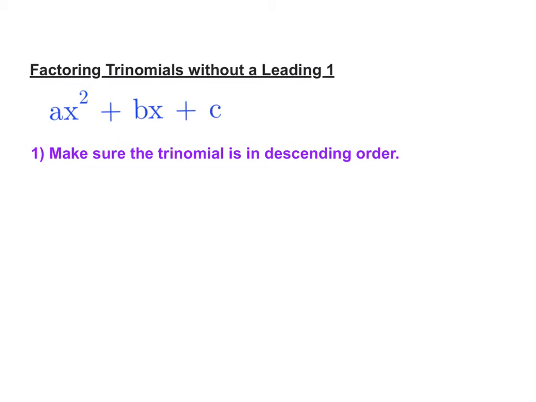Now, this is also assuming you've already factored out a greatest common factor, that kind of thing, okay? If that happens, if there's a greatest common factor, always try to factor that out first. Second step, you're going to multiply A times C.